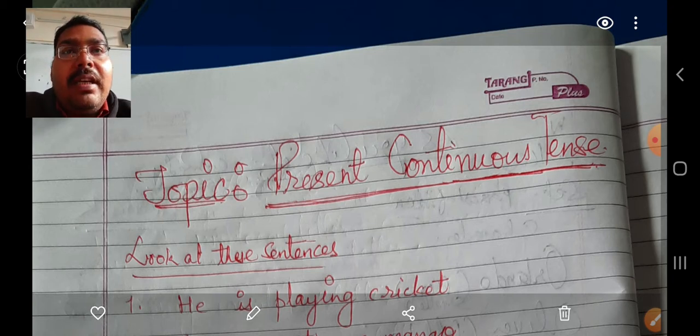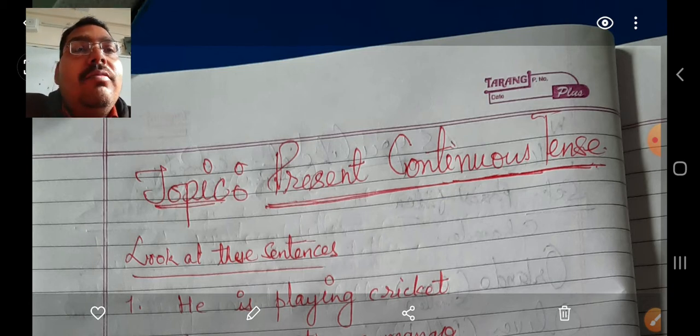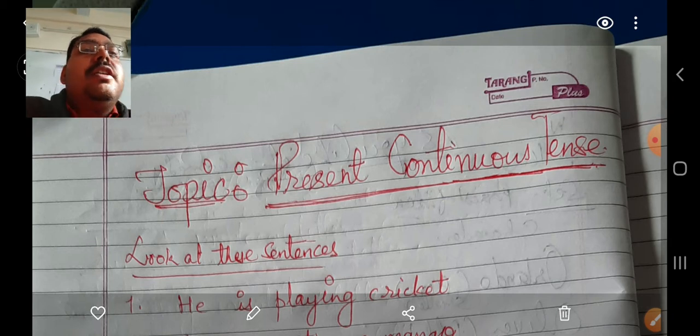Well, today I am going to start a new topic in your grammar, that is present and past continuous tenses. In that, I am going to start present continuous tense first.